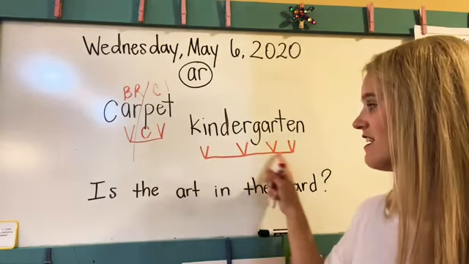Let's put it all together. Kin, der, gar, ten. How many letters are in this word? Let's count them. 1, 2, 3, 4, 5, 6, 7, 8, 9, 10, 11, 12 letters in this word.